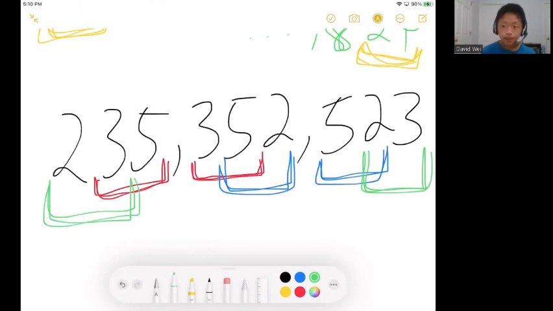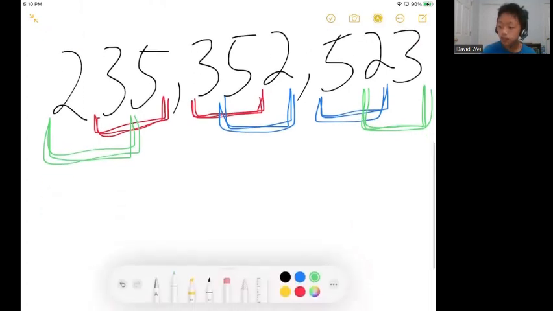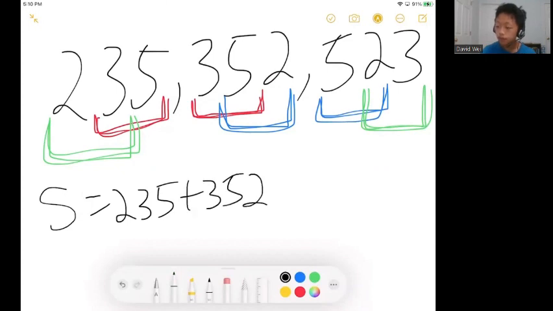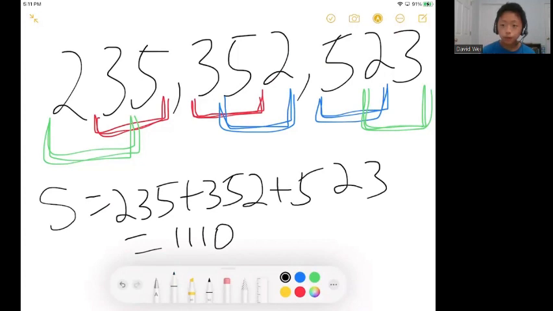So even though it's a really short sequence, this sequence still satisfies all the conditions listed in the problem. In this case, if we add up these 3 values, S equals 235 plus 352 plus 523. If you do the addition, I'll just tell you, you would get 1110. So if we prime factorize 1110, you can write this as 10 times 111. 10 is 2 times 5.